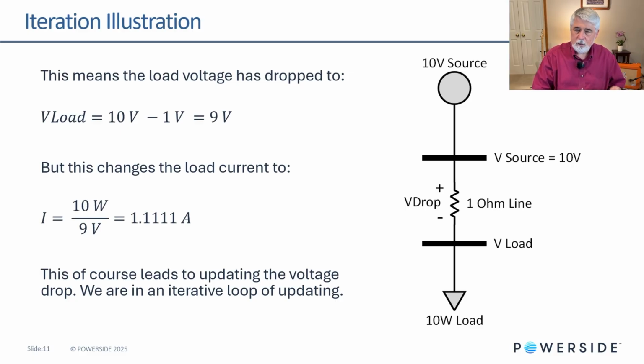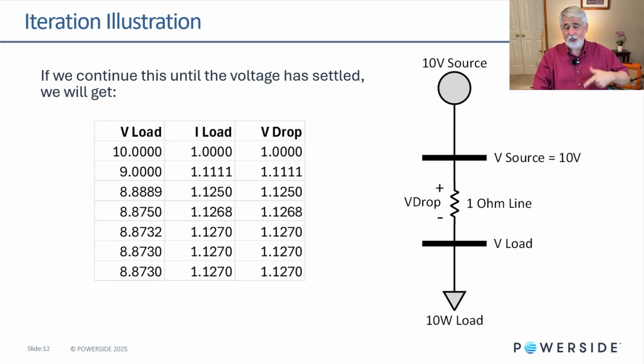And this, of course, leads to updating the voltage drop again, because we now have a new current. So we are in an iterative loop of updating, and we see that. Now, if we continue with this action of updating, we find that when the voltage finally settles out, we're at 8.873, and the current is now 1.127. So the voltage is lower. This includes the drop across the 1 ohm line, and we're satisfying, well, we think we're satisfying 10 watts of constant power load. At least that's what we were trying to do.